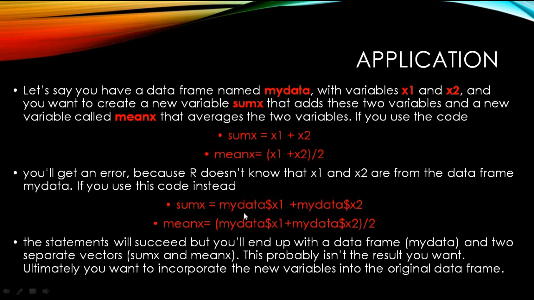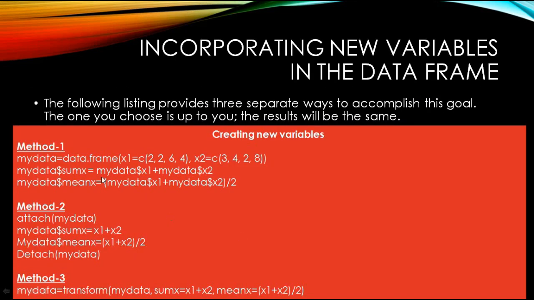Now let's say you have a data frame named mydata with variables x1 and x2. A pre-existing data frame, the name of that data frame is mydata, and you have variables x1 and x2 in it, and you want to create a new variable sumx that adds up the two variables x1 and x2, and another variable called meanx that is the average of x1 and x2. Now if you do this in this way, like sumx is equal to x1 plus x2, meanx equals x1 plus x2 whole divided by 2, then you will definitely get an error.